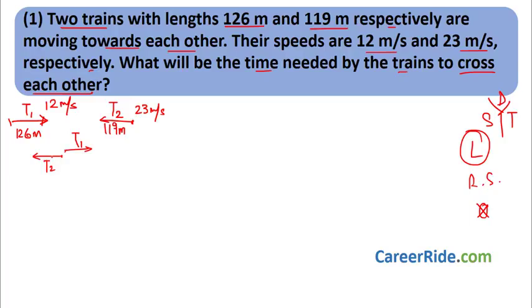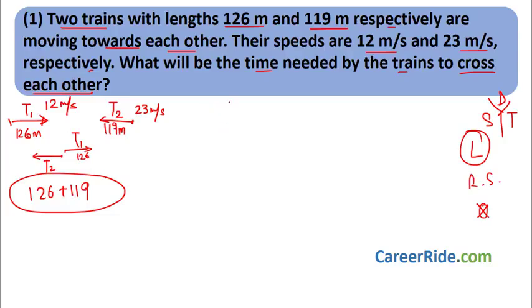So, how much is the distance travelled by train T2? It is nothing but equal to the length of train T1, that is 126 meters. And what is the distance travelled by train T1? It is nothing but equal to the length of T2. So, we will simply add, so the total distance travelled is 126 plus 119. No other external distance is given. Always remember, when two trains are crossing each other and they ask how much distance is travelled by trains while they cross each other, it is nothing but the addition of the lengths of the trains.